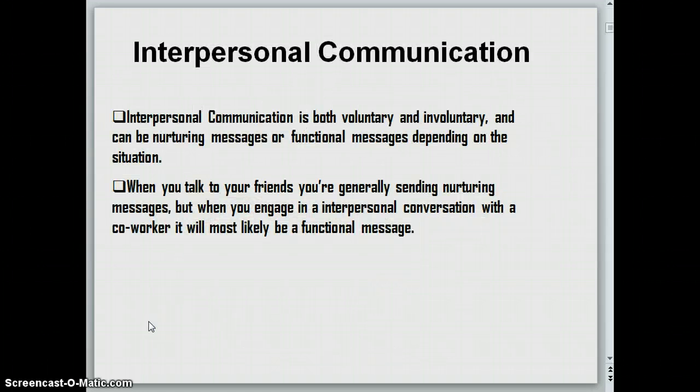Interpersonal communication is both voluntary and involuntary and can be nurturing messages or functional messages depending on the situation. Nurturing messages generally occur in more informal situations, and functional messages occur in places like the workplace or school.